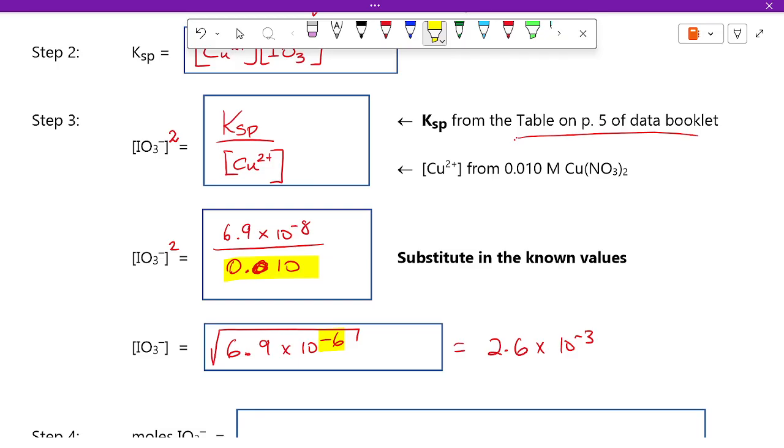And I'm going to give some more digits here because I don't want to use a rounded value. So that's 6.627 times 10 to the negative 3. Because I'm going to need to use this value here, and this is in molarity, because that is our concentration of IO3.